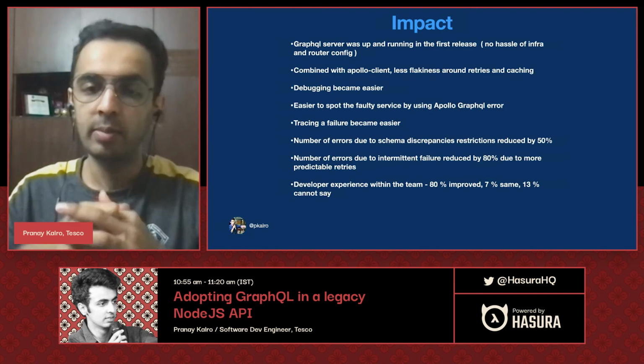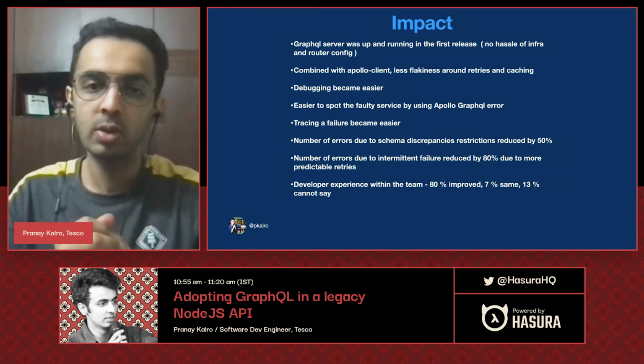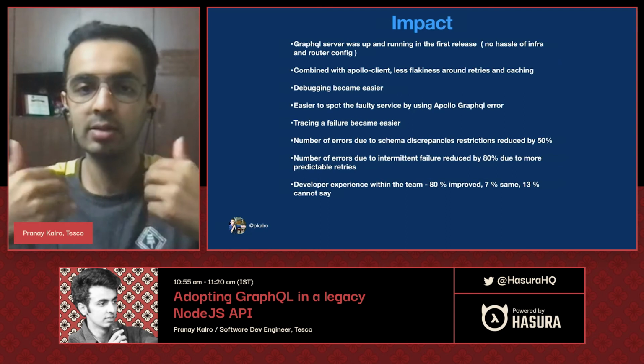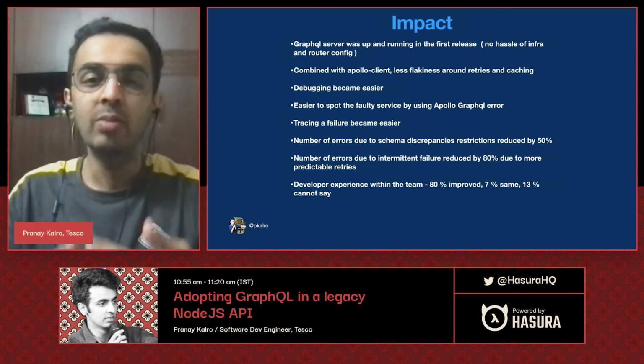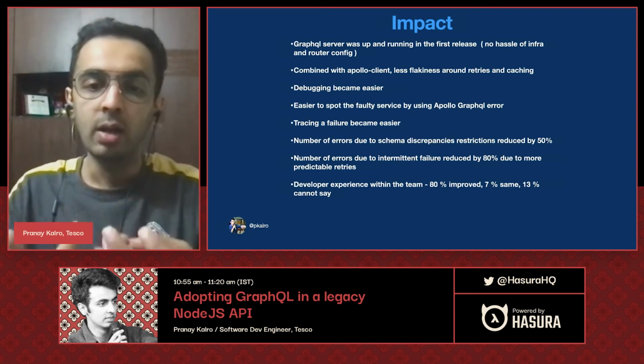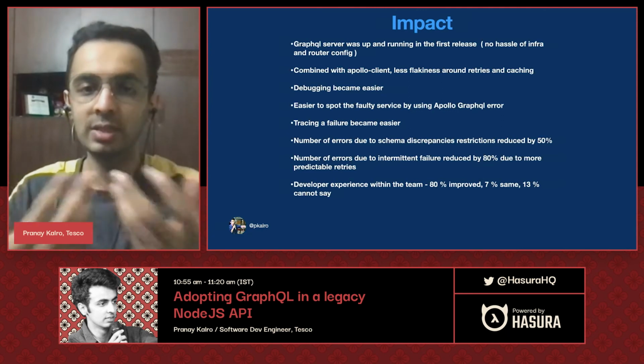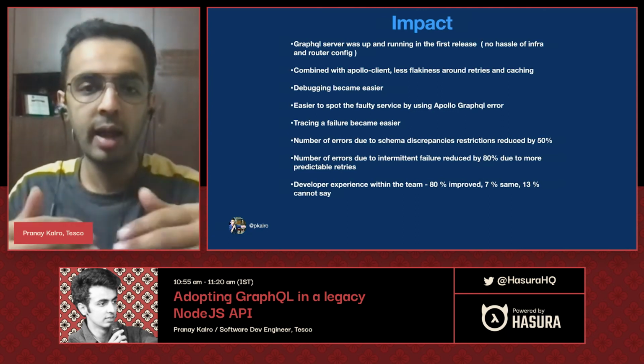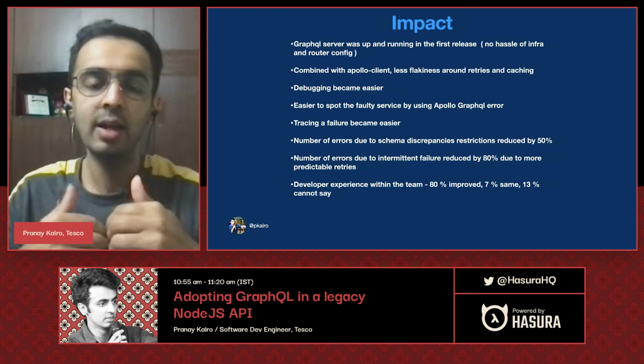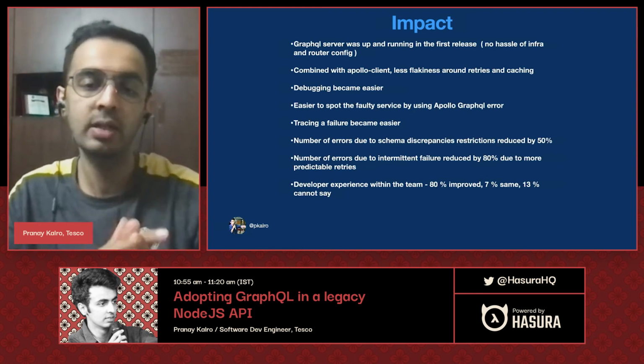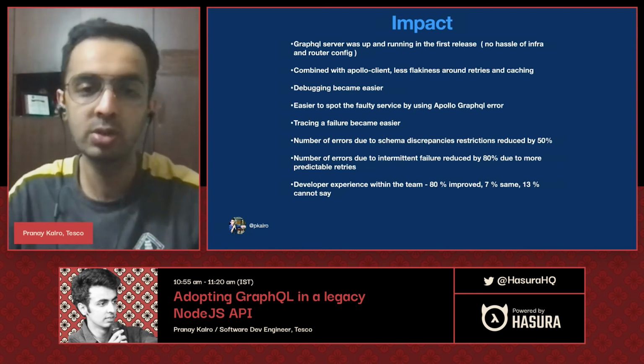Obviously, people who worked with the GraphQL ecosystem would realize that it's much more developer friendly when it comes to having the errors. This is a controversial opinion, but I felt that the error handling was much smoother in our journey when we switched to Apollo Server.